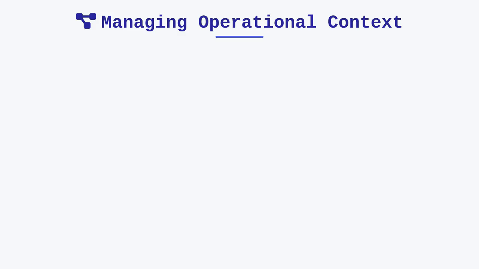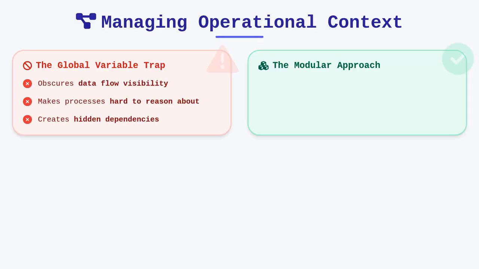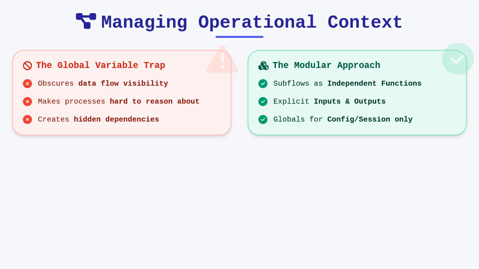Managing operational context in a modular system requires a disciplined approach to variable scoping and data passing. While Power Automate Desktop provides global variables that are accessible across your entire flow, relying too heavily on them can obscure data flow and make your processes difficult to reason about. Instead, aim to treat your subflows as functions that accept inputs and produce clear outputs, keeping the global footprint to only essential configuration settings or shared session identifiers.